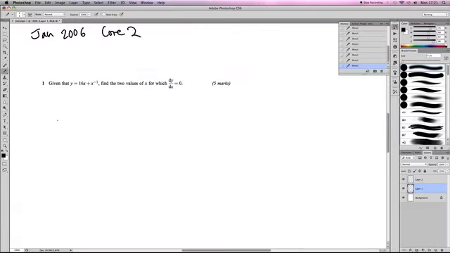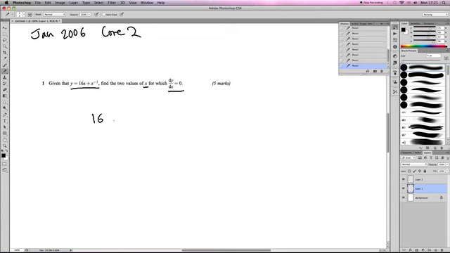To January 2006 Core 2, I'm going to go straight into it. Question 1, it's a differentiation question. So here's the equation. We're asked to find two values of x for when the first derivative is equal to 0. So the first thing is we need to differentiate this.